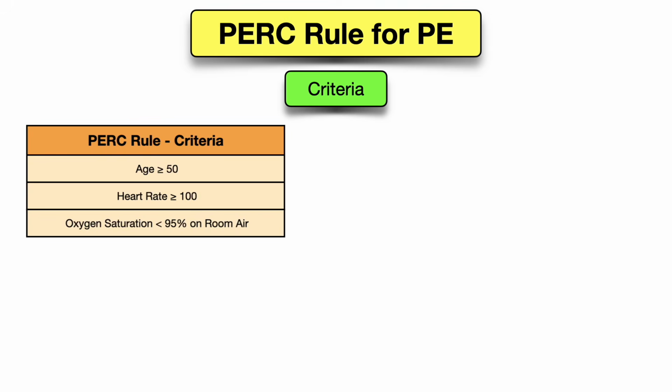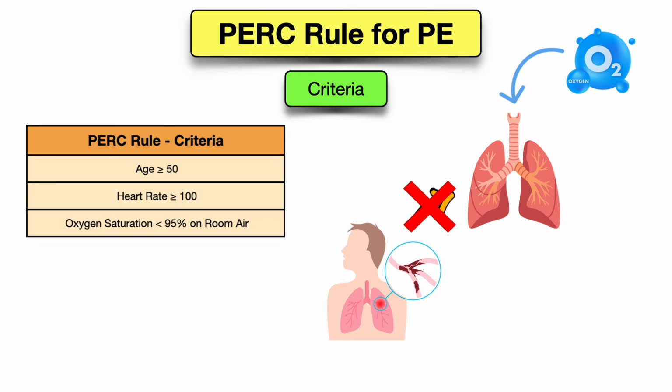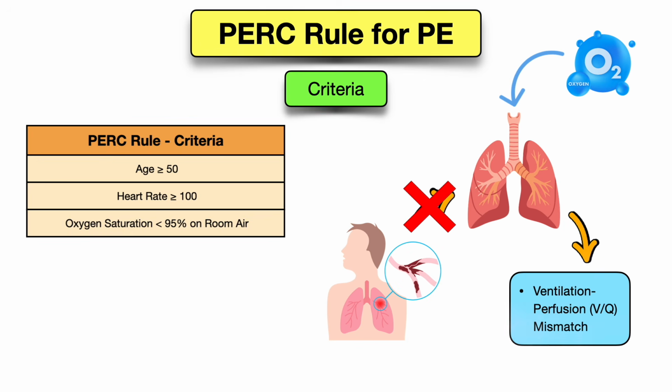Next, we have oxygen saturation less than 95% on room air. If this is present, then the PERC rule cannot be used to rule out a PE. The reason for this, again, is a PE is a blood clot or other substance blocking an artery in the lung. This obstruction prevents blood from reaching the alveoli in the lungs to pick up oxygen. In other words, the lungs are getting the oxygen, but the blood is not getting to the lungs to receive the oxygen. This creates a ventilation perfusion, or VQ, mismatch, which can cause low oxygen saturation.